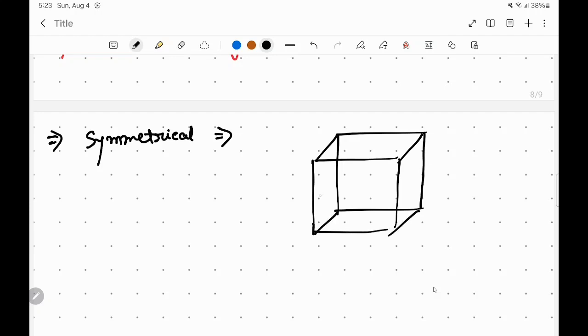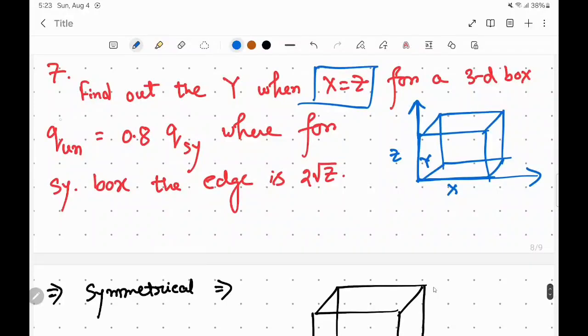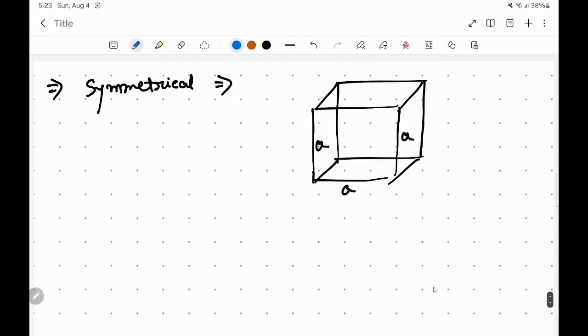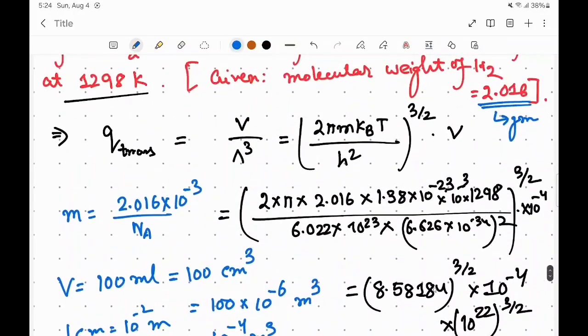Okay, so here all edges are, let's say, a. Then what will be our partition function? Here, translation partition function. These are all translation partition functions. Okay, qt. So what will be the qt for the symmetric box? What is the formula? Energy. No, for partition function. This formula will be needed, no? This is the formula for partition function.